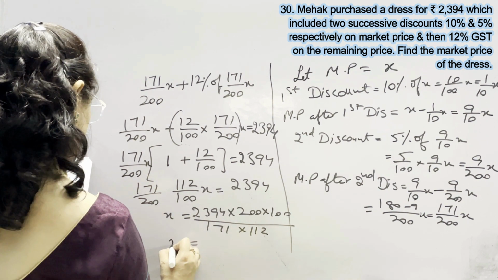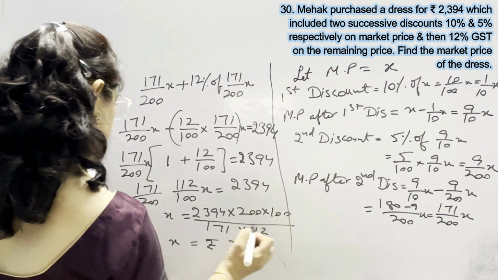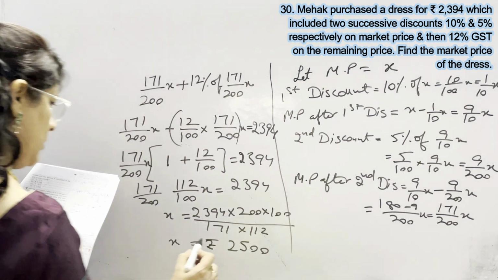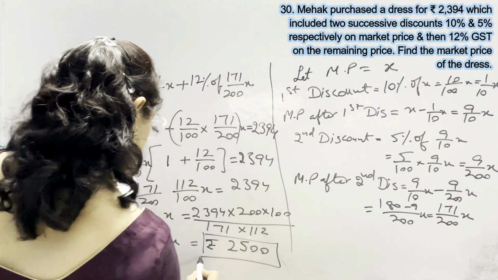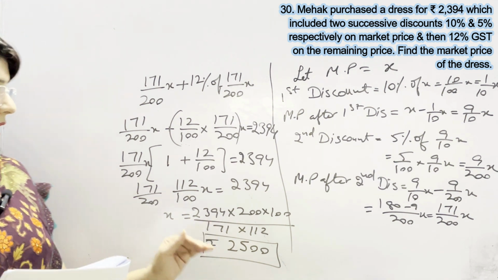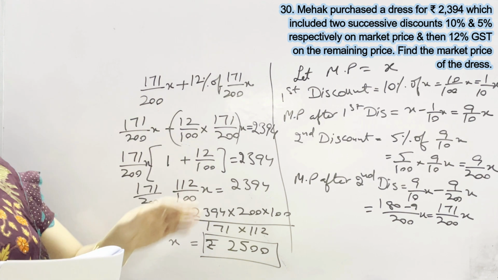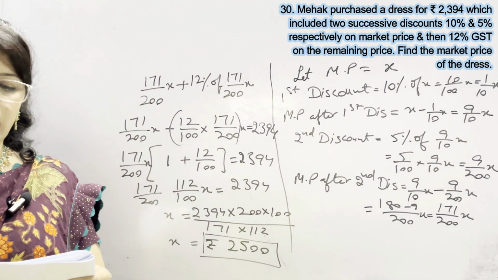And after calculation, we will get rupees 2500. So x comes out to be 2500. So the marked value of this dress is 2500, but after two discounts and adding GST, it comes out to be 2394. In question number 31, Gagan has a recurring deposit account in a bank. He deposits rupees 2500 per month for 2 years.